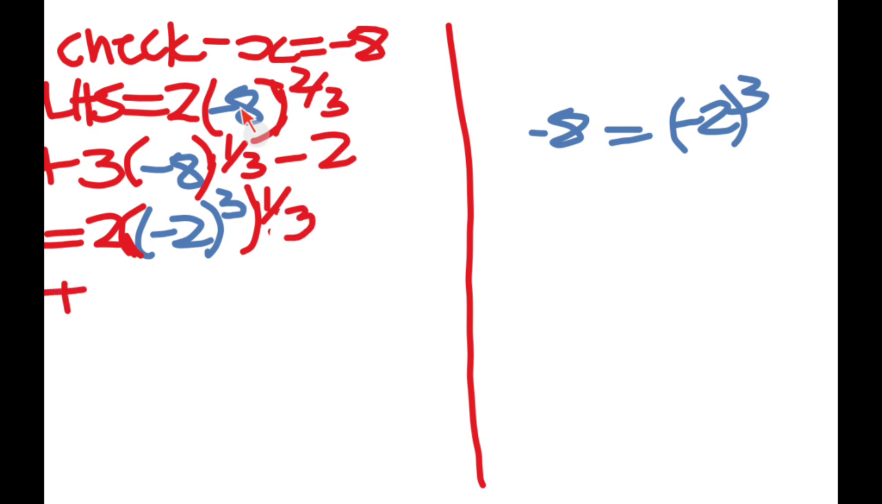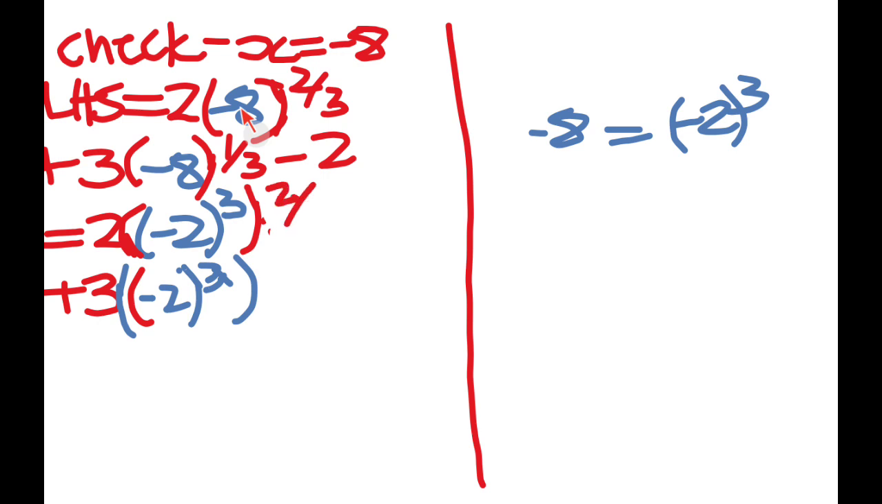Plus 3, you've got negative 2 raised to the power of 3, and all that raised to the power of 1 over 3. Now this is 2 over 3. That is raised to the power of 2 over 3. Sorry about that. That is raised to the power of 2 over 3. That is raised to the power of 1 over 3. Minus 2. All right, all that mess.